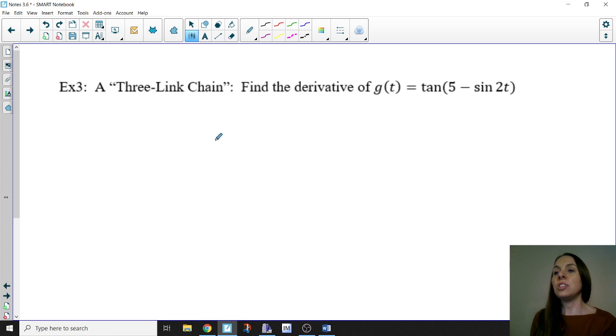Find the derivative of g of t, and g of t is equal to tangent of 5 minus sine of 2t. Now, this example is so crazy that it needs its own name. It's called a 3-link chain. It's called a 3-link chain because we're actually going to have to apply chain rule a couple of times.